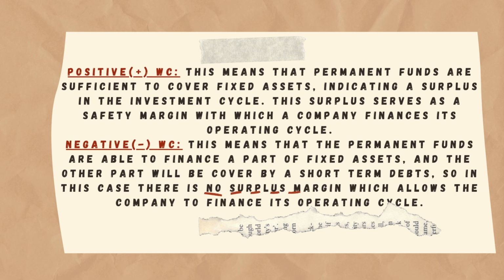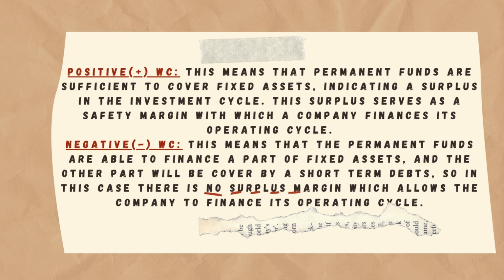The WC here could be positive or negative. What does positive WC mean and what does negative WC mean? A positive WC means that permanent funds are sufficient to cover fixed assets, meaning the non-current assets, indicating a surplus in the investment cycle. The surplus serves as a safety margin with which the company finances its operating cycle.